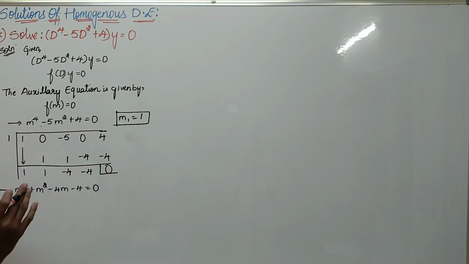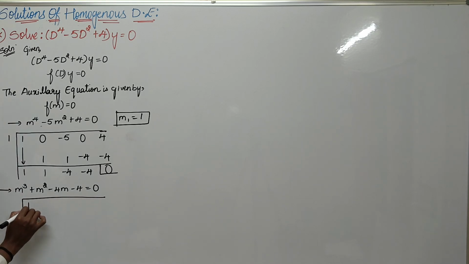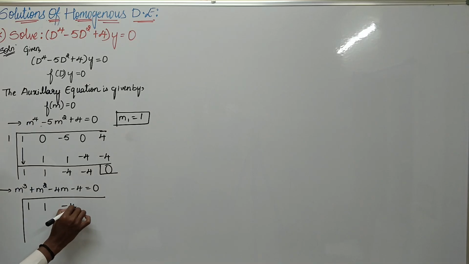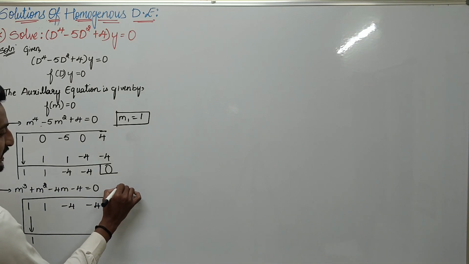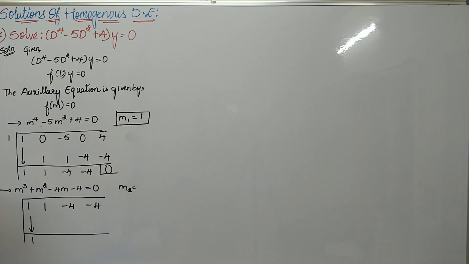Now again repeat the synthetic division process, that is 1, 1, minus 4 and minus 4. Again I need the last element to be 0. Again I need to find the second root, that is m2. How? Again use the calculator, represent the equation with alpha, x, since we have a cube, x cube plus alpha x square minus 4 alpha x minus 4.